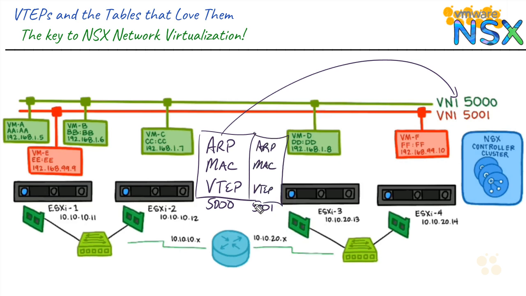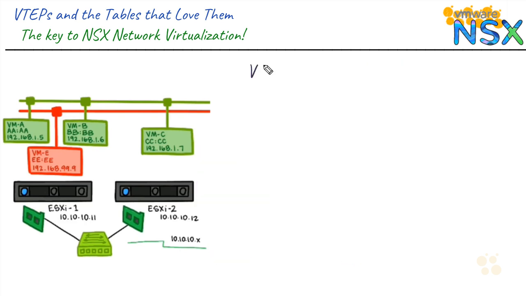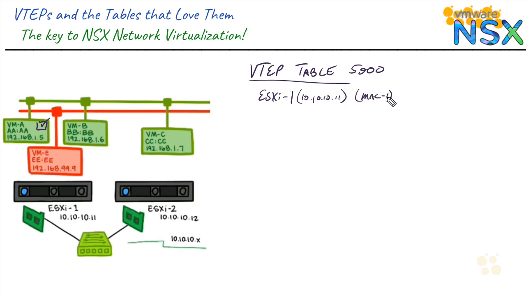So with that said, what do we expect to see in those tables? First, let's talk about the VTEP table. This will be populated with entries that define the VTEP. What triggers the population of this table? Well, internally, when the first virtual machine of a particular logical switch boots up, then an entry will be added to the VTEP table for that VNI. So in this situation, when virtual machine A boots up, we would expect to see the VTEP table for VNI 5000 will have an entry indicating ESXi1 at 10.10.10.11 and its MAC address are now up and supporting VNI 5000.